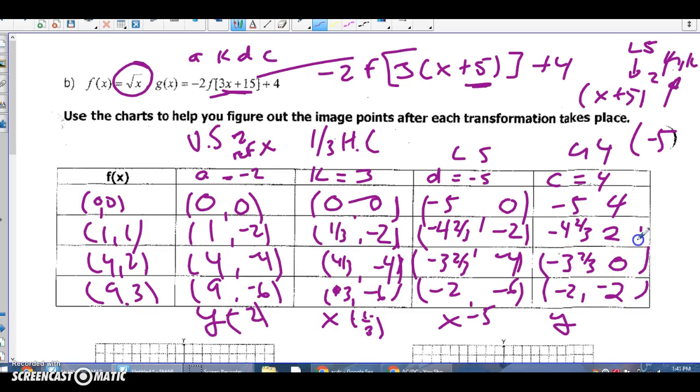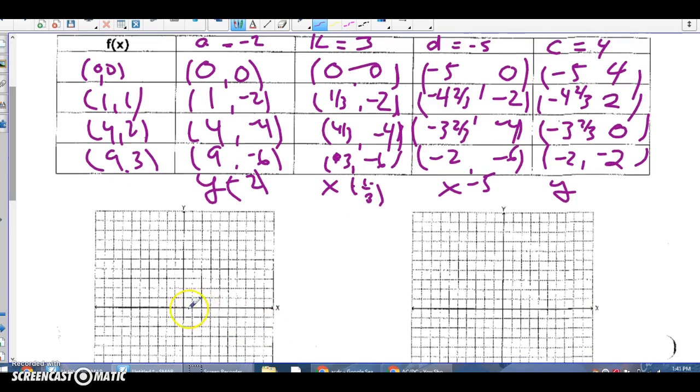Okay, so those are my final points here. And now I plot those points. My original points were here, and they look like this. And now when I take all this and plot these points, I'll do it in red. My first point, (-5, 4), is over here. My next point is somewhere around here. Okay, -4 2/3, 4 is over here. Just make the point big enough. -3 2/3, 1 is over here, and then I'm at 0, and finally I'm here. So (-2, 2) and (2, 2).